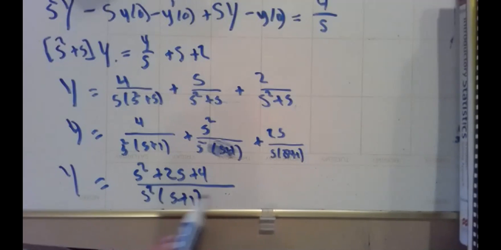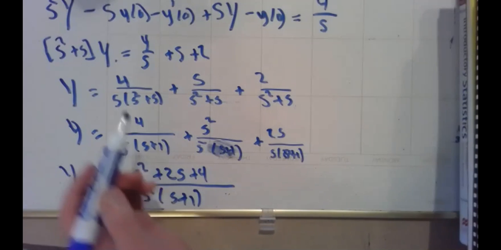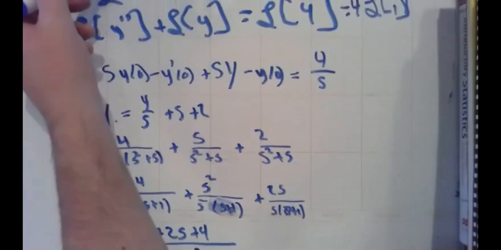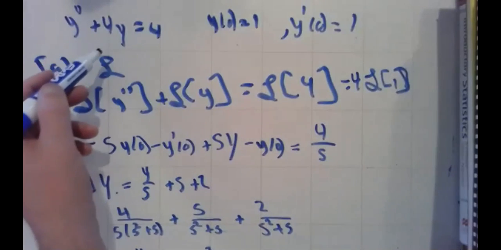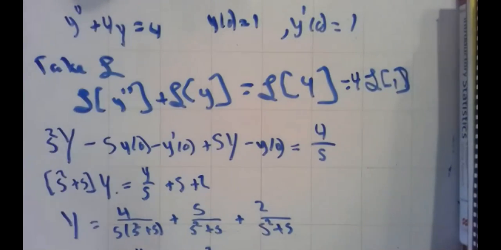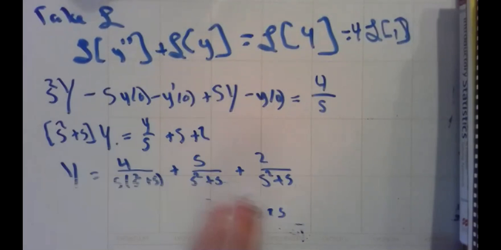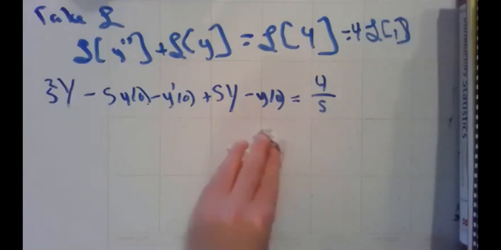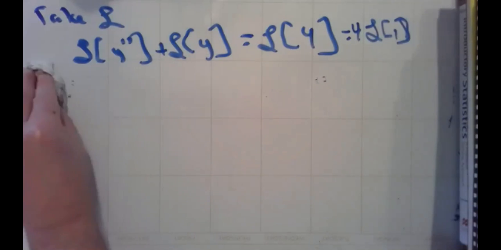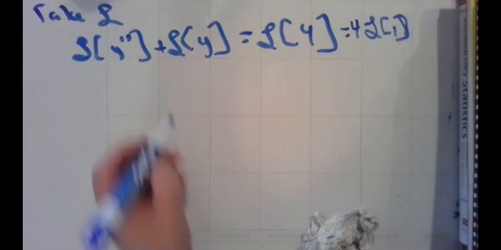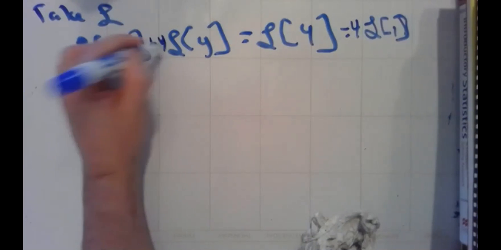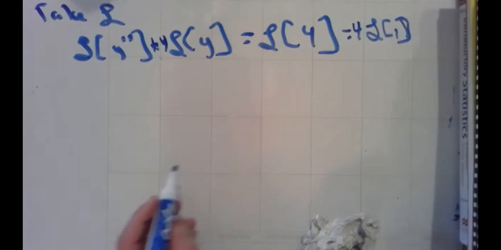And I'm looking at this going, there's no way this is going to turn out to be the right answer, because I'm not going to get a sine out of this. So I realized something went wrong, and I realized I forgot about this 4 up here. Somehow that 4 got left out. So we have to go back a little bit. Right here, we should have a 4 times the Laplace transform of y.